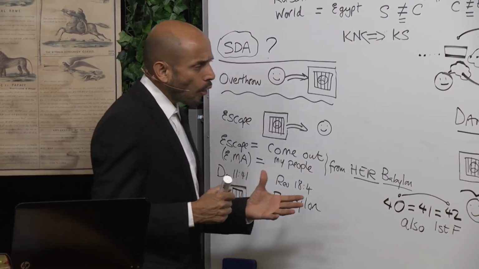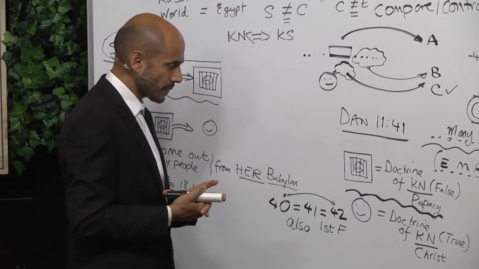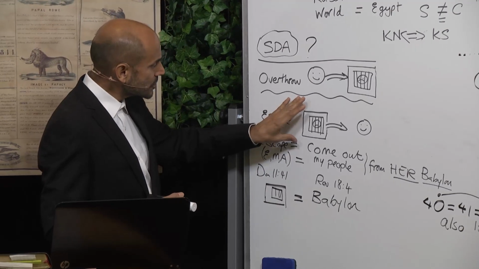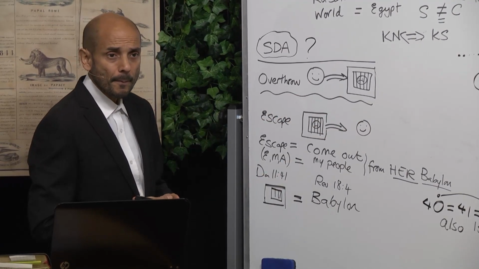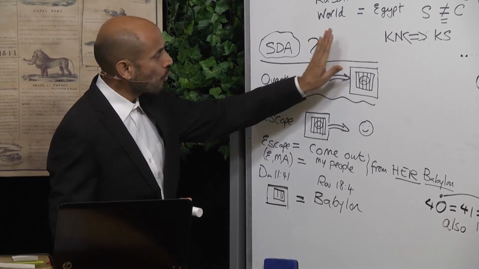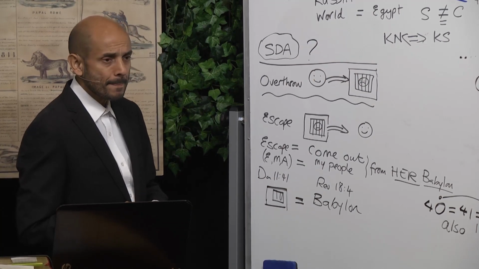Then we saw, what are these doctrines? What doctrine is this group of people going to be freed from? And what doctrine is this group of people going to fall into?